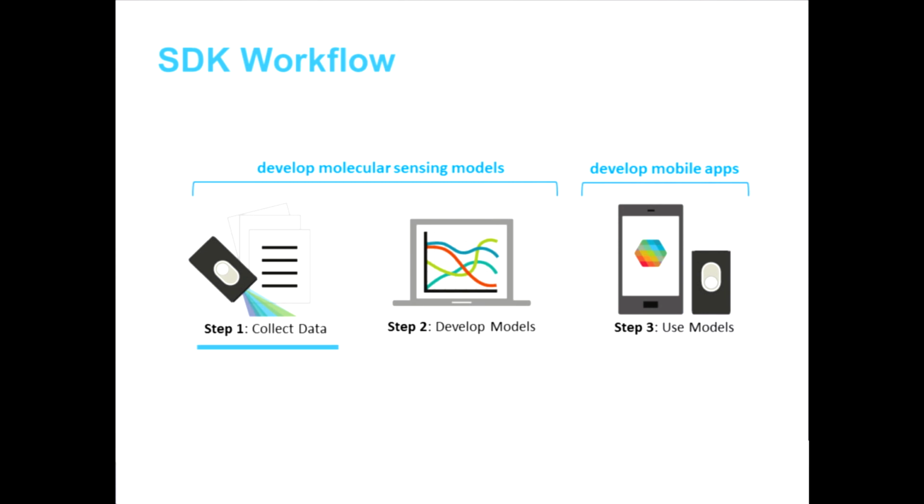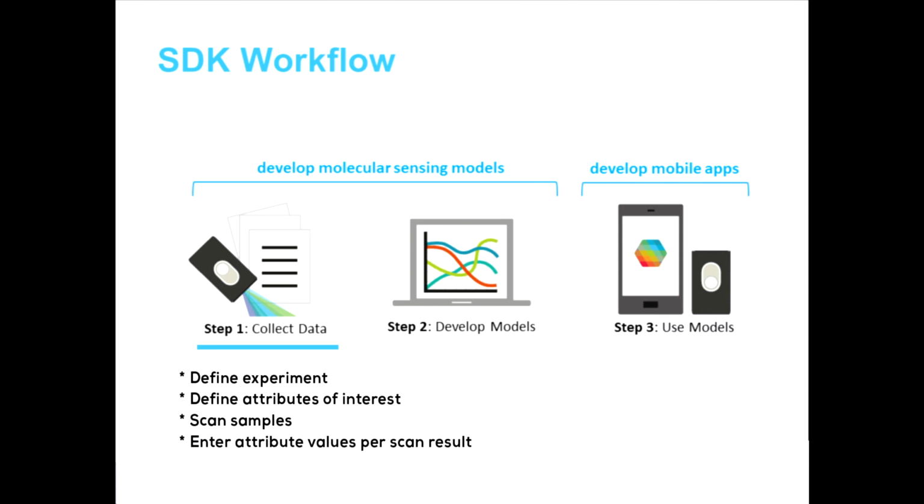Step 1 is about collecting data. In this step, you gather the data for your experiment. This includes defining what you want to test and the attributes that are of interest to you. For example, sugar level, country of origin, fat percentage. This step also includes scanning your samples and filling in the corresponding attribute values to your scan results.